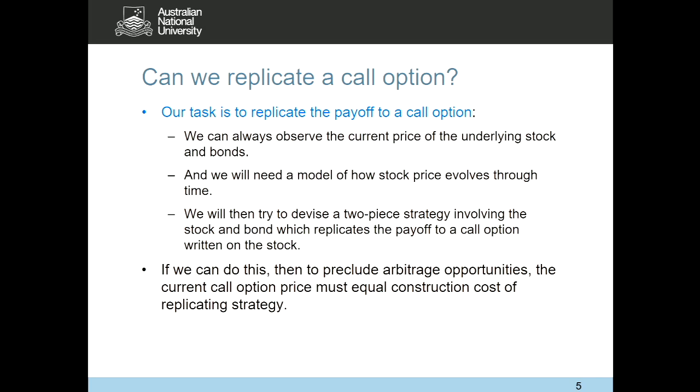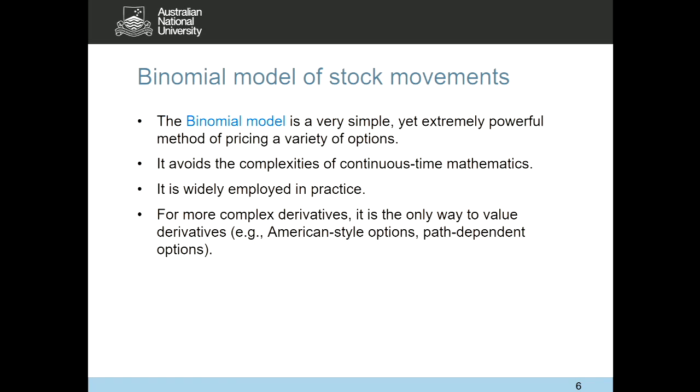The short answer is yes, we can. We can use the underlying stock plus a risk-free bond to replicate payoff of a call option. All right? Again, this is a two-piece portfolio. But before doing that, we need a model to model how share price move over time. The binomial model is simple and amazingly powerful.